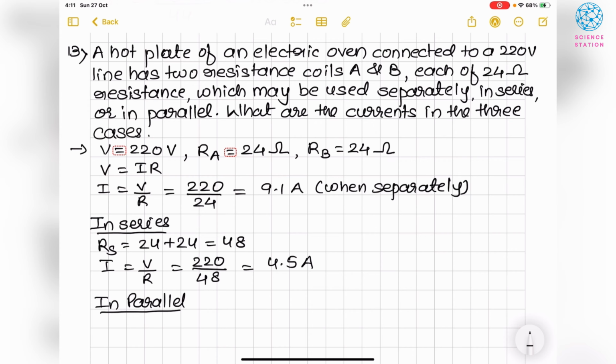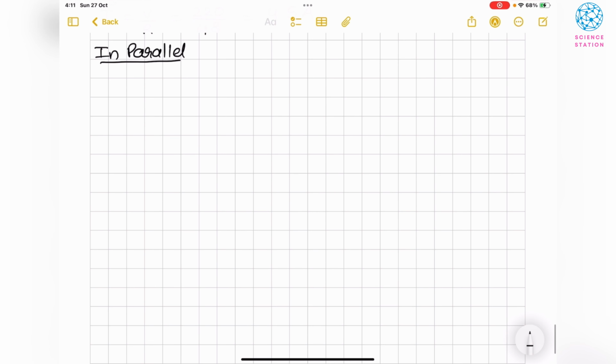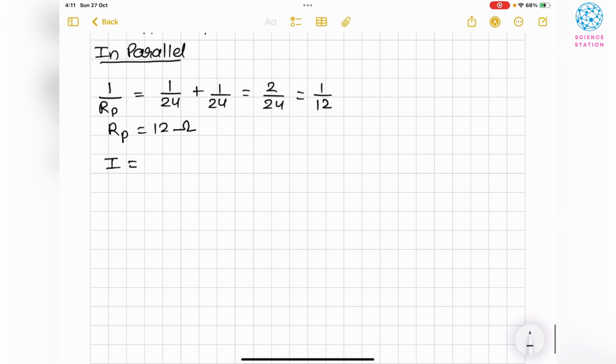again here 1 upon Rp will be equal to 1 upon 24 plus 1 upon 24. So that will be 2 by 24. So that will be equal to 1 by 12. So Rp will be equal to 12 ohms. So I will be equal to V upon R. So that will be 220 upon 12. So that will be 18.33 ampere.